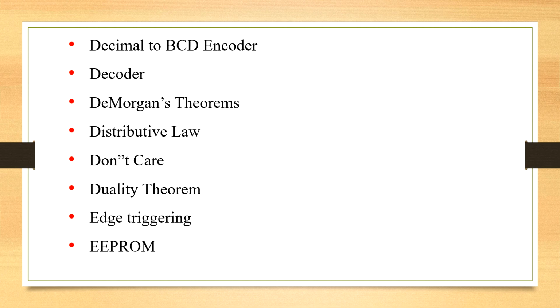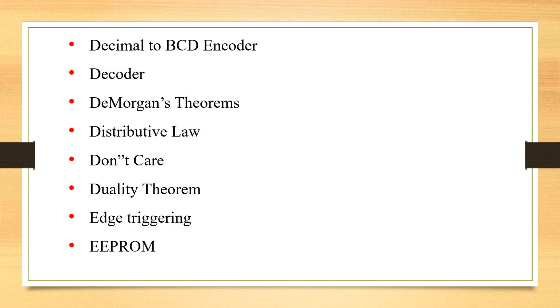Next one, decimal to BCD encoder. The decimal to BCD encoder usually has 10 input lines and 4 output lines. The decimal data acts as an input for the encoder, and the encoded BCD output is available on the 4 output lines. Next one, decoder. A decoder is a multiple input, multiple output logic circuit which converts coded inputs into coded outputs, where the input and output codes are different. The input code generally has fewer bits than the output code.